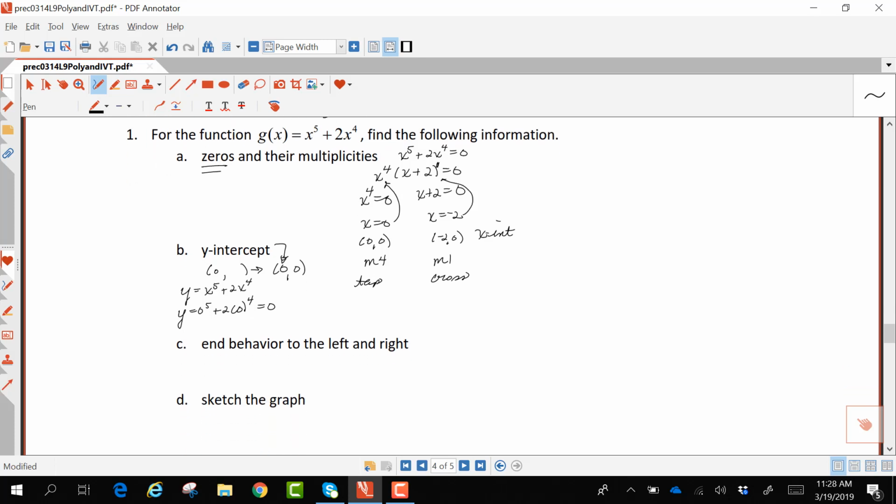The end behavior is based on the parity. We refer to the degree of this polynomial as a fifth degree polynomial, so it has odd parity. Therefore, the end behavior will either be up, down, or down, up. Since my leading coefficient is a positive 1, my end behavior informally would be written as down, up.